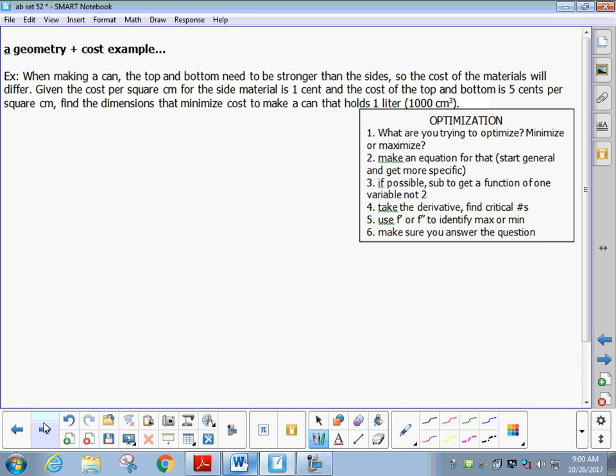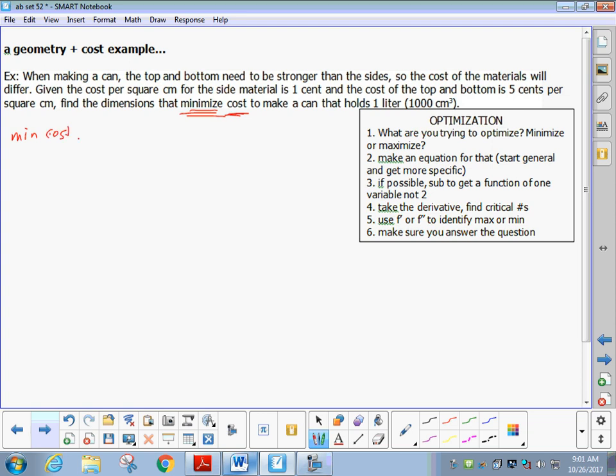For example, on this problem, I get a lot of people saying, well, I want to minimize surface area. Is that what you want to minimize? It's not. What do you want to minimize? You want to minimize the cost. It says right there, minimize cost. Okay. So establish what you're trying to optimize. Optimize can be find the best or the least, the max or the min. We're trying to minimize cost.